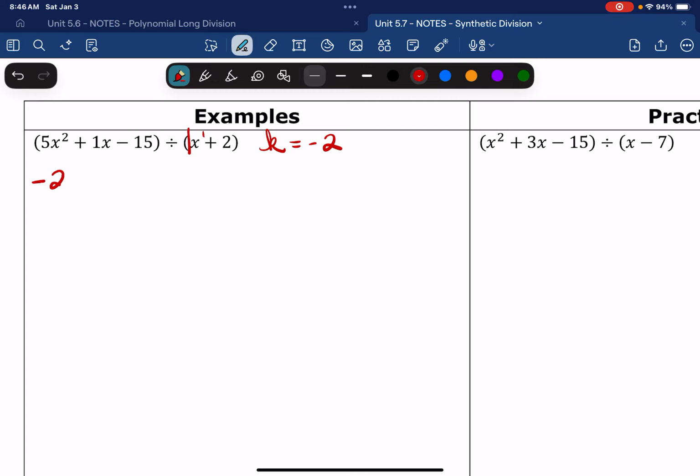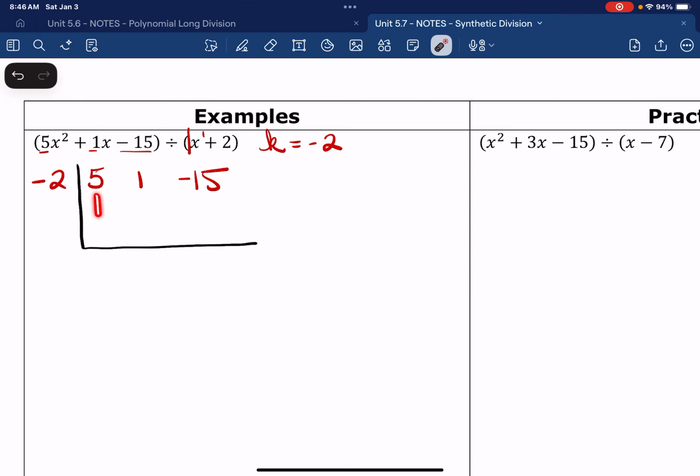We've got a negative 2 here on the outside, and then we're going to draw our little L shape. Okay? Our degree is an x squared term. We have a degree of 2. So let's write down all of our coefficients across the top. We have a 5 for x squared. We have a positive 1 for our x term. And then we have a negative 15 or minus 15 for our constant. That's all we have.